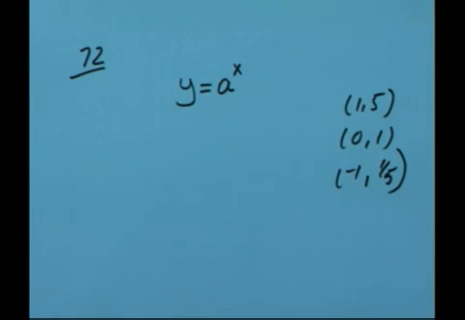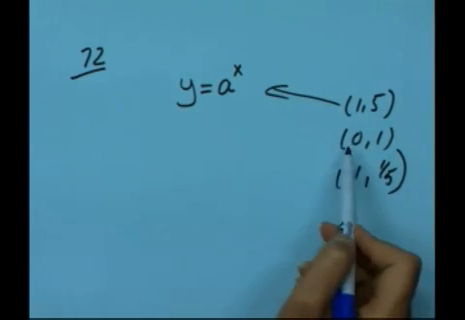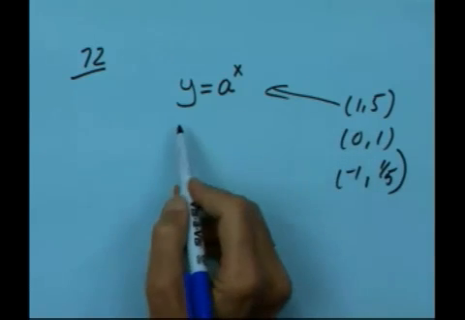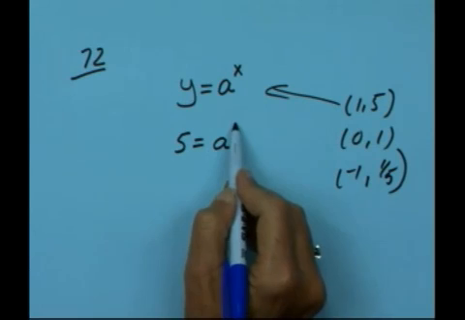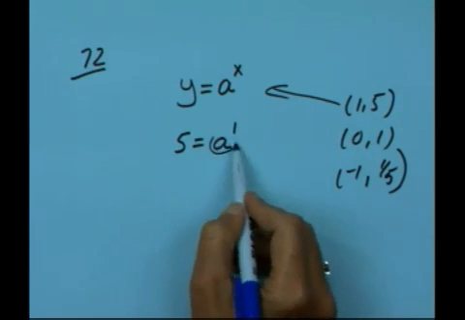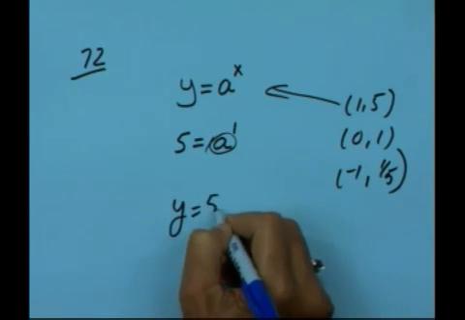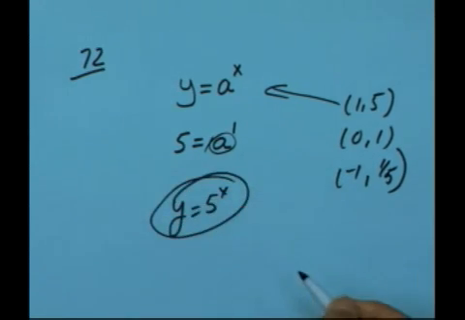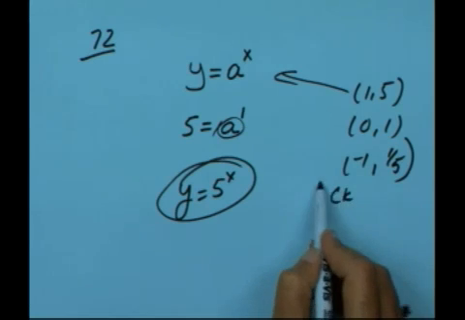Okay, so what are you going to do? Plug a point in. Plug and chug. Any of these except 0, 1 is going to be easy. Y is 5 when x is 1. So have we just discovered what a is? A is 5.